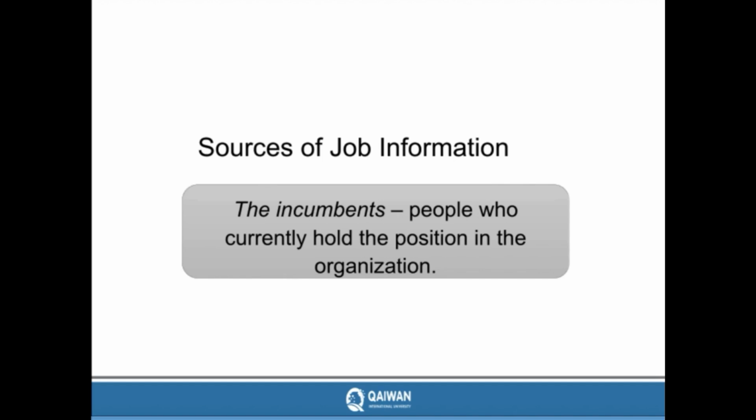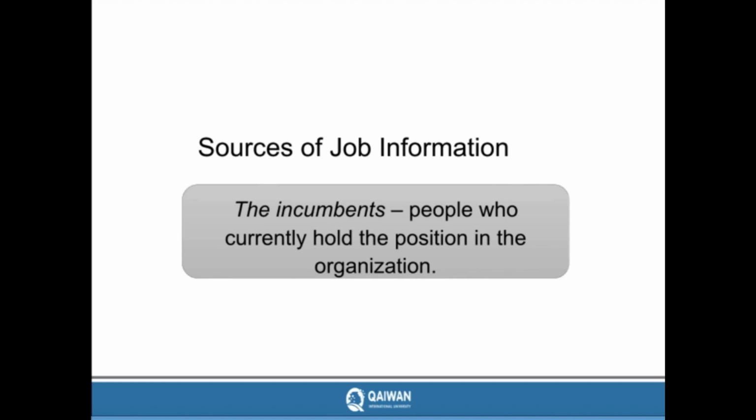For example, if you want to analyze the job of any other employee, you ask: what tasks do you perform daily, what challenges do you face, and what skills do you actually use in the position? So through this, HR can collect very realistic and practical information, not just theoretical ideas.